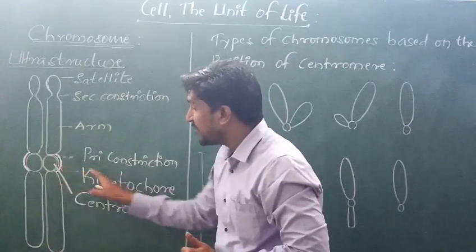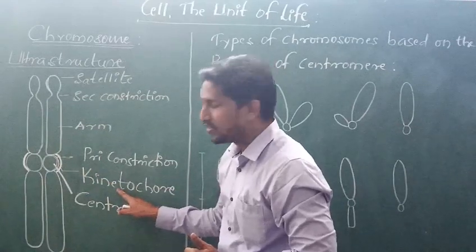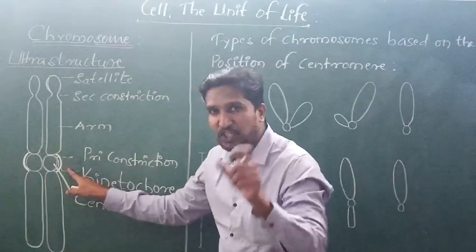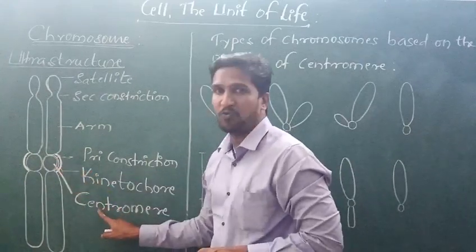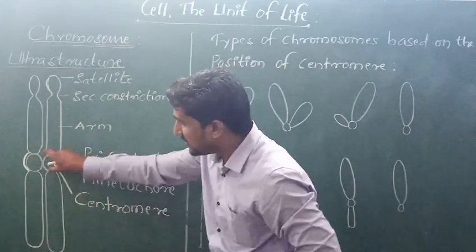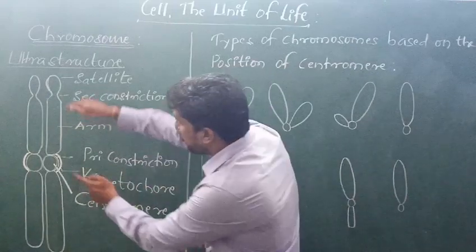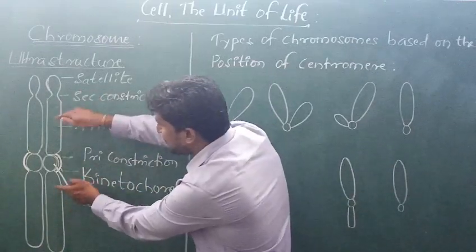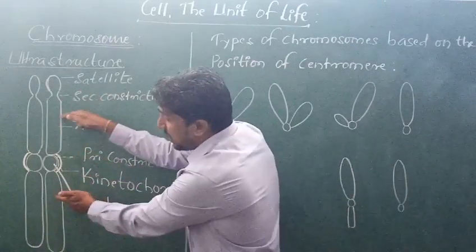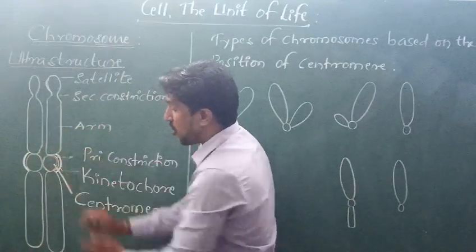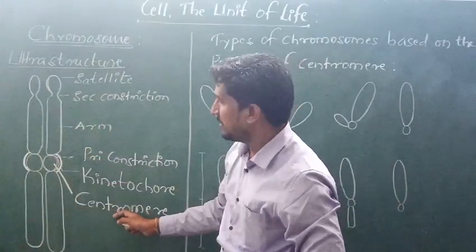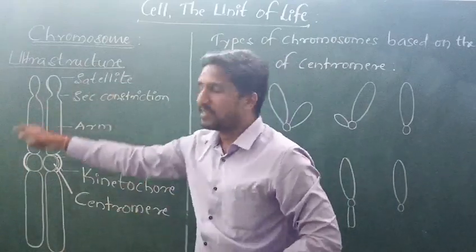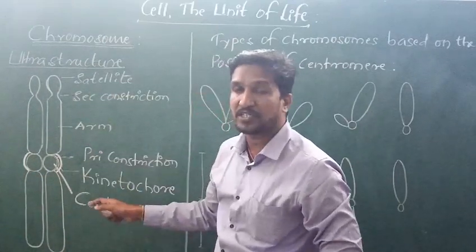During that, this kinetochore is helpful. So kinetochore is a C-shaped structure covering around the centromere. And the centromere is a round ball-like structure which is connecting these two arms. The two arms are held on the centromere. Right? So this is the structure of a chromosome.